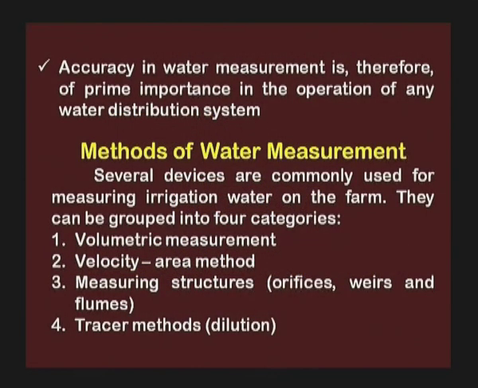Methods of water measurement. Several devices are commonly used for measuring irrigation water on the farm. They can be grouped into four categories: volumetric measurement, velocity area method, measuring structures like orifices, weirs and flumes, and the tracer method, which is also called the dilution method.